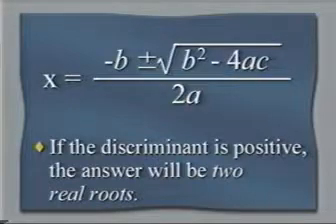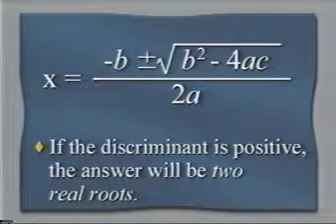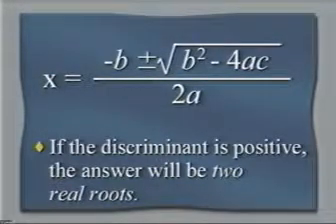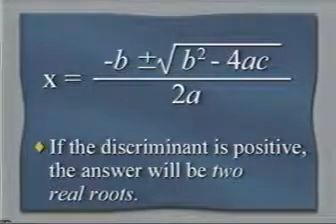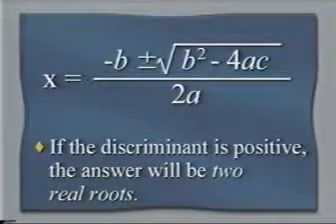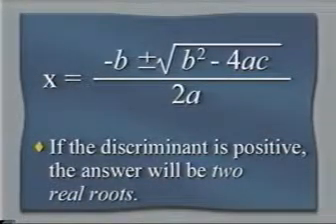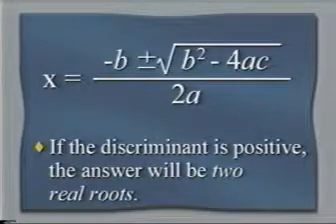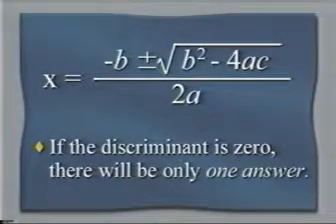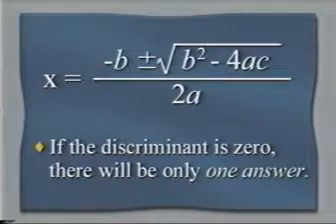Again, they may not be rational, but we have two real roots. So we'll have two answers to the quadratic: negative b plus the square root of b squared minus 4ac over 2a, and negative b minus that square root over 2a. If the discriminant, b squared minus 4ac, is 0, well, the square root of 0 is just one number, 0. We wind up with a single solution, negative b over 2a.